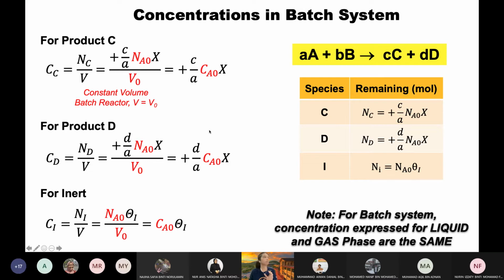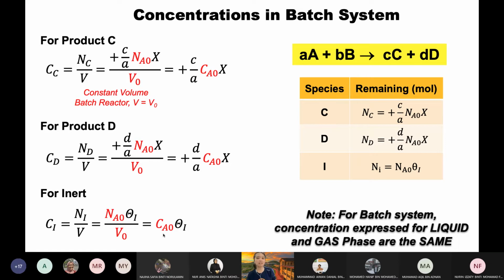Okay, so kita tengok macam sama kan? Just that satu C per A, satu lagi D per A. Then the last one for inert, the same. Inert concentration equals remaining moles of inert divided by the remaining or outlet volume. From the table, moles of inert is Na0 theta I, divided by the initial volume of the reactor, you get the concentration as Ca0 theta I. So although sebenarnya table tu digunakan untuk express A dan B sahaja, you can also use the table to express the other compounds.